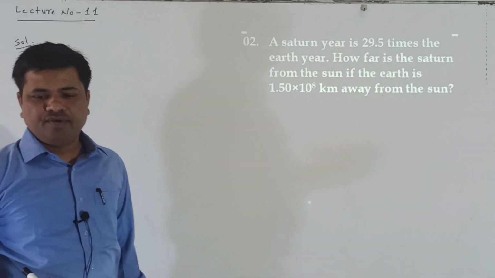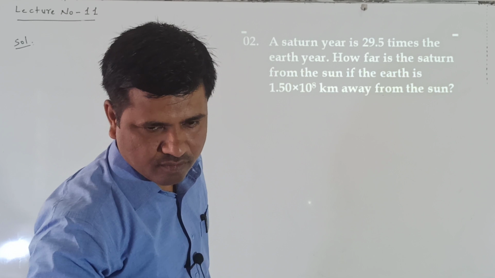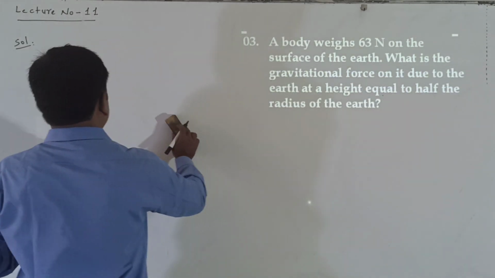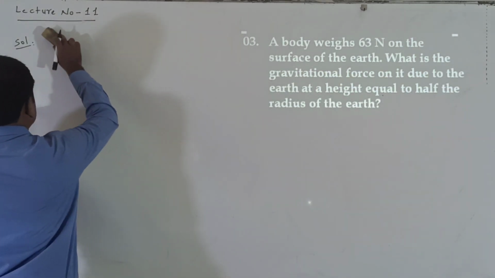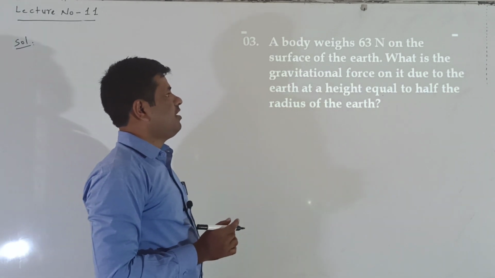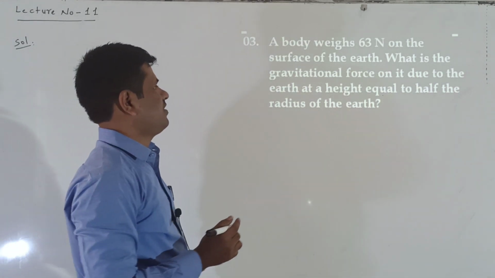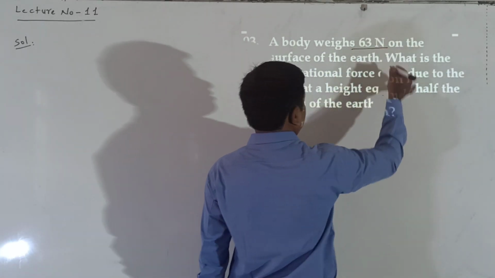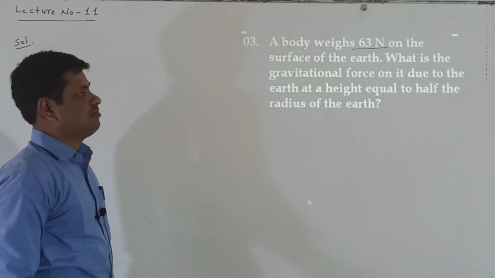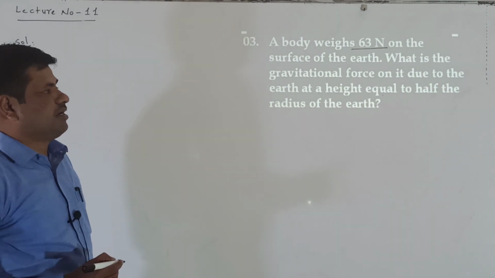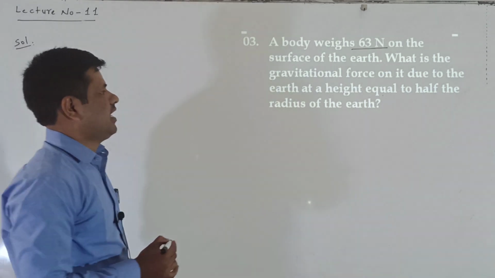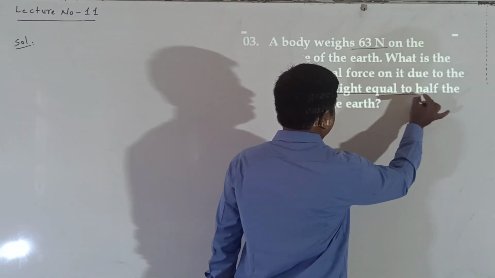Next we go to the third numerical. See here, a body weighs 63 Newton on the surface of the earth. What is the gravitational force on it due to the earth at a height equal to half of the radius?